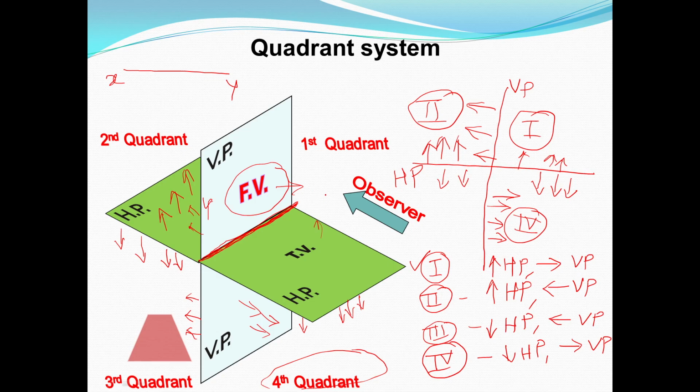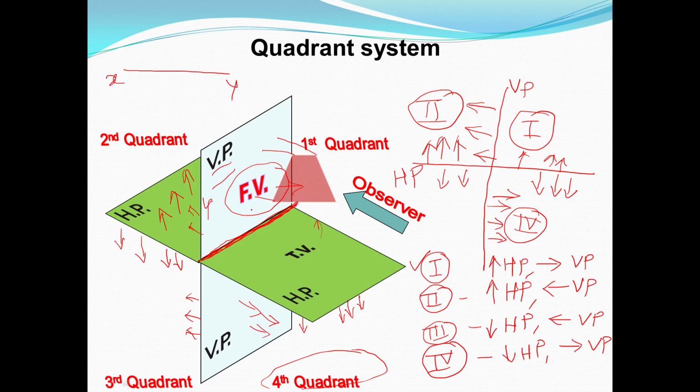So whatever object is here in the first quadrant, this is the object in the first quadrant, and you are looking from this position, you will get the projections of this object on the vertical plane. So you will get the front view on the vertical plane.